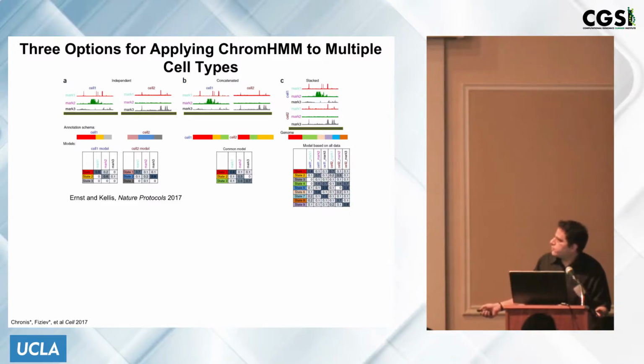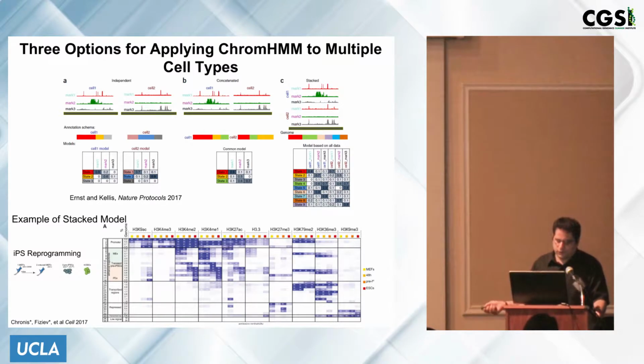One approach is to just treat the cell types as if they were independent and learn separate models for them. But then you won't have the state assignments being directly comparable. The approach that we took that I just showed you, where you learn one common set of state definitions, but you can have cell type specific assignments. And another approach is you can just stack all the data you have. In this case, what you're getting is one annotation of the genome based on all the data, and you're not getting these cell type specific state assignments.